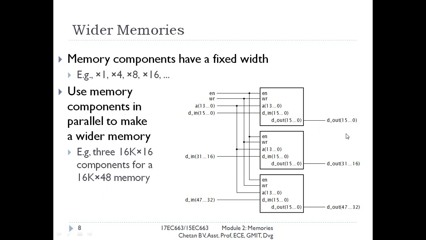For the output, we have to combine all 3 output lines. The first component will provide the first 16 bits starting from the MSB, the second component will provide the next 16 bits, and the third component will provide the last 16 bits. By this arrangement, we can achieve a memory with a wider location size.